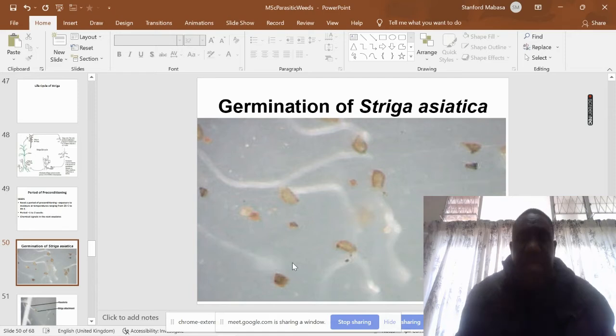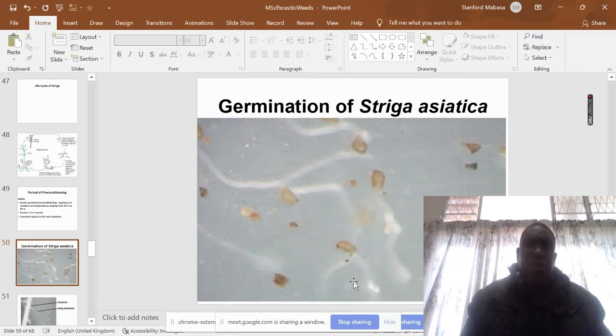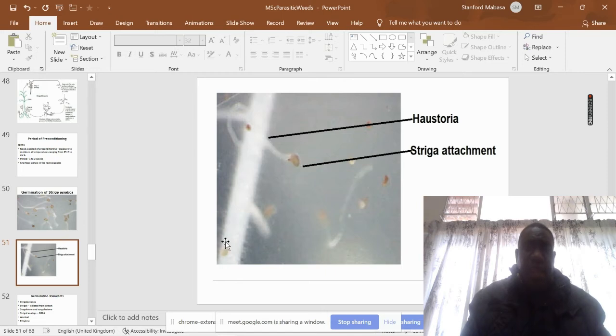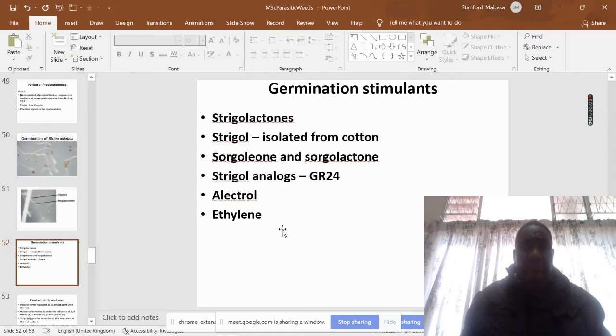This is an example of the germination under laboratory conditions where we have seeds which were preconditioned for 2 weeks at the required temperature, and then they were exposed to the radicle of the host. This was under laboratory conditions. Then we got this kind of germination. You can see this is the attachment to the root. This is actually happening in petri dishes, in agar gel. And we have got haustoria formation on the roots. This is the striga attachment. I took this from one of the students' project.